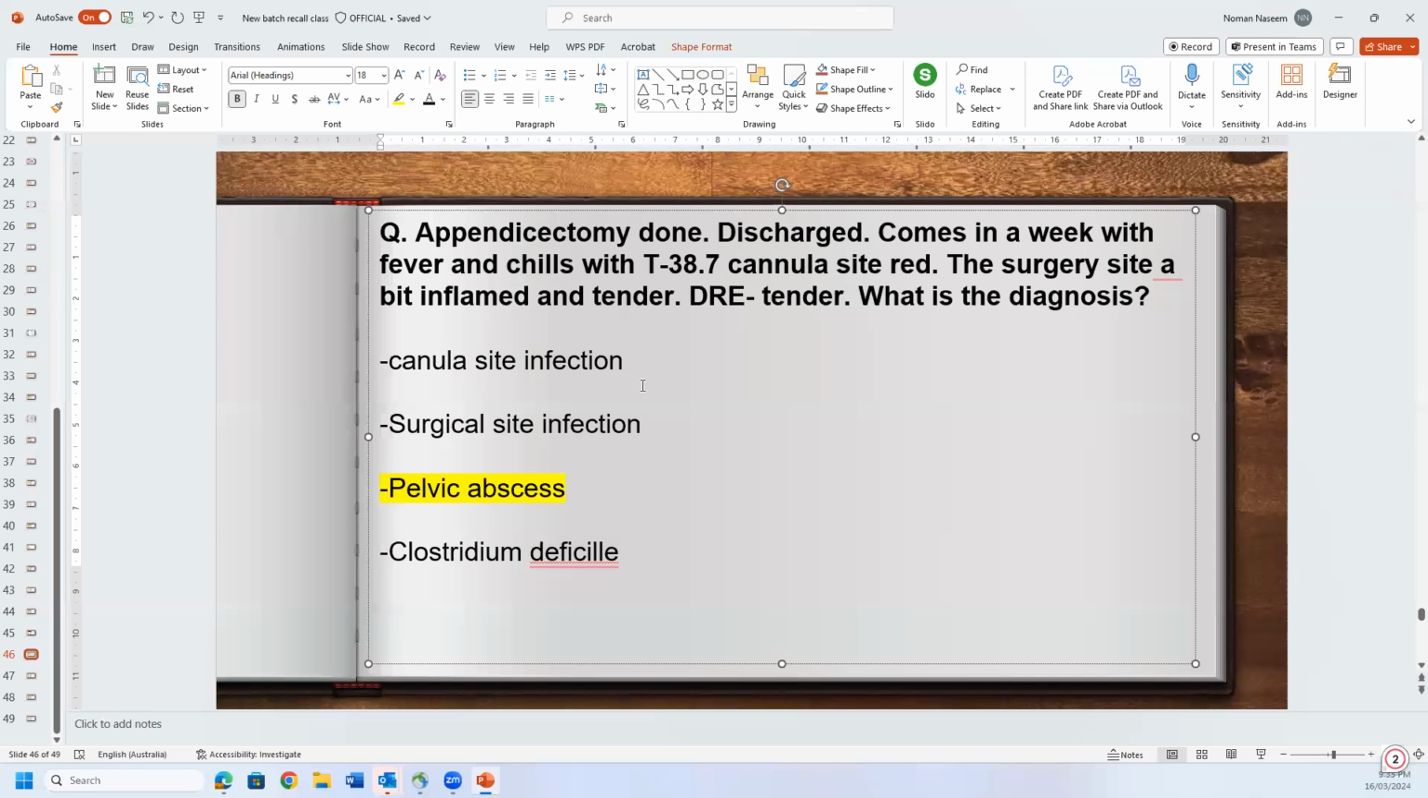All the signs of cellulitis should be there. Surgical site infection, we would call it surgical site infection, but if they have given you a specific diagnosis based on the symptoms like DRE is tender, then pick pelvic abscess. It is a surgical site infection, but it has evolved into a pelvic abscess. One week time is not long to develop an abscess. Usually post-operative abscesses develop between 3 to 5 days. So 1 week is normal.